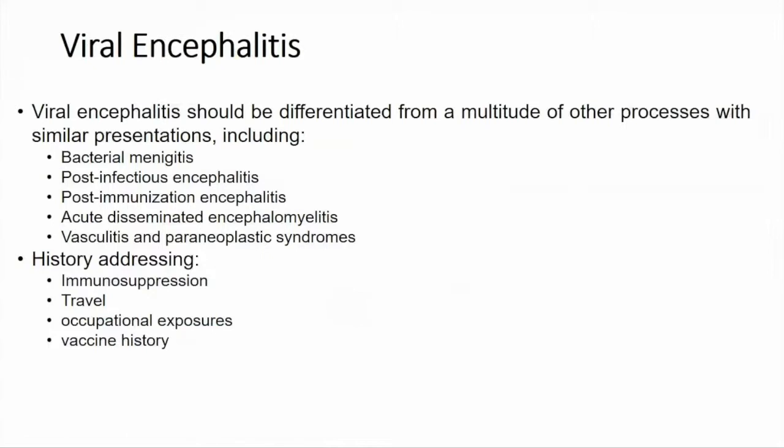Viral encephalitis is also an important entity. It should be differentiated from a multitude of other similar presentations. Usually when someone comes in and they have a fever, you expect viral encephalitis, and you rule out bacterial meningitis. Other entities to be worried about are post-infectious encephalitis, post-immunization encephalitis, and acute disseminated encephalomyelitis.